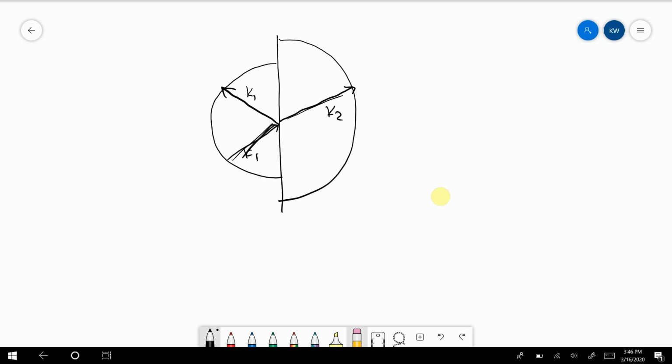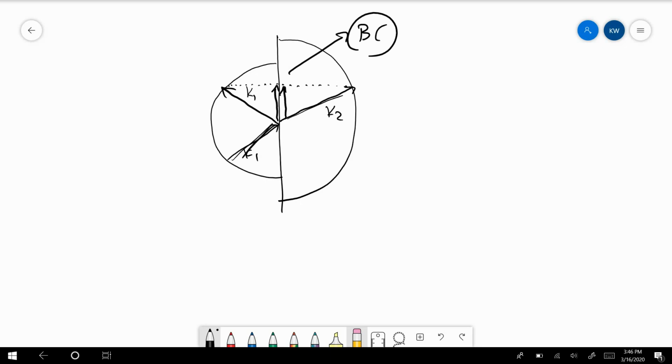Because of the boundary condition, we have to have a phase matching condition between the electric and magnetic fields on the boundary, which means that K1x and K2x are equal. That comes from the boundary condition. We call that the phase matching condition. And when we write that down in terms of the sines of the incident, reflected, and transmitted angles, that is called Snell's law.